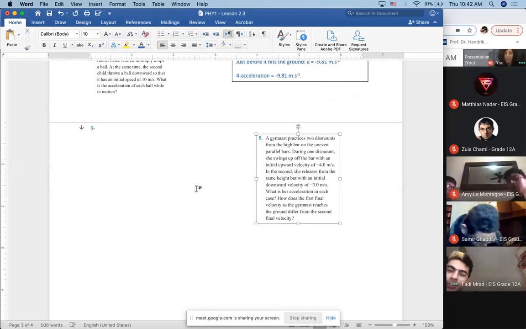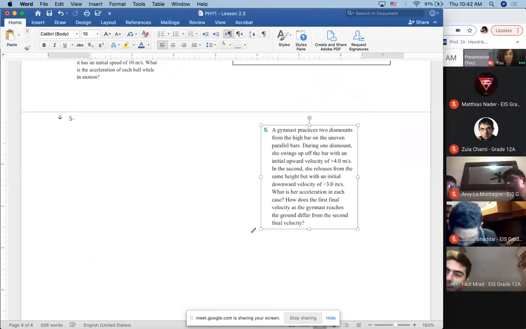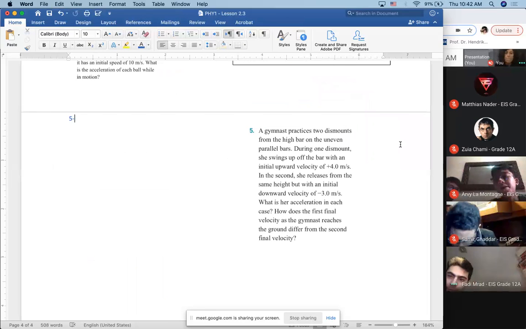A gymnast practices two dismounts from the high bar on the uneven parallel bars. What is a dismount? I think she's gonna swing. So during one dismount, she swings up off the bar with an initial upward velocity. So I think she's gonna push herself up. And the second, she releases from the same height, but with an initial downward velocity. So it's just free fall, but you have 2 types of free fall.